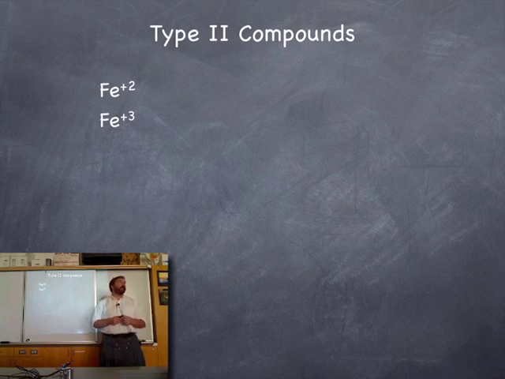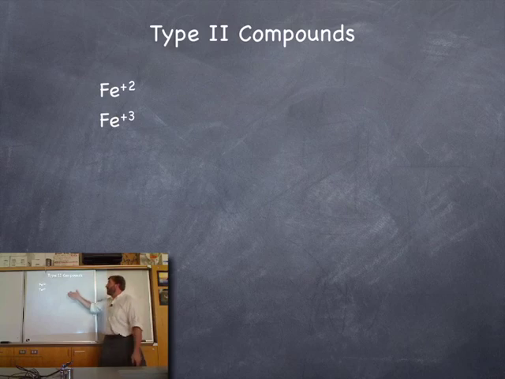Okay? Chromium, for instance, will form a 2, a 4, a 6, right? And many of you have probably heard of chromium with a +6 charge. If you've watched the movie Erin Brockovich, for instance, hexavalent chromium means chromium with a +6 charge. That's all it means.